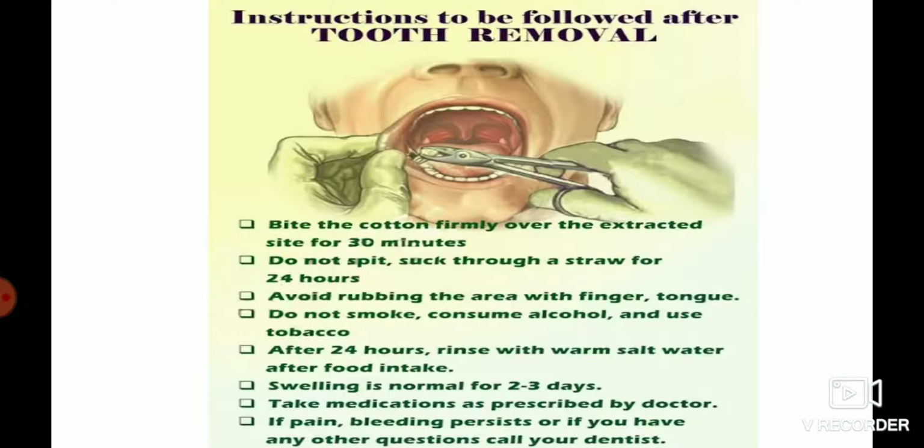A very important thing is post-operative instructions that should be followed to prevent dry socket, where there is a disruption of the blood clot. Ask the patient to bite cotton firmly for 30 minutes. Ask the patient not to spit or suck through a straw for 24 hours. Avoid rubbing the area with finger or tongue. Do not smoke, consume alcohol, or use tobacco. After 24 hours, rinse with warm salt water after food intake.